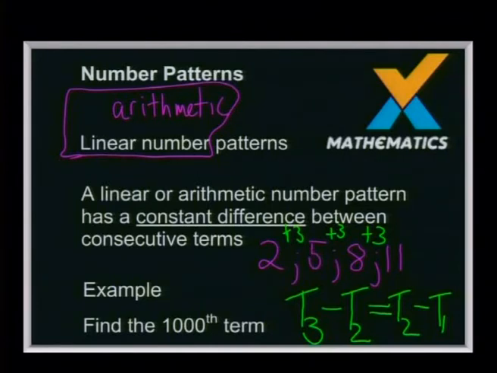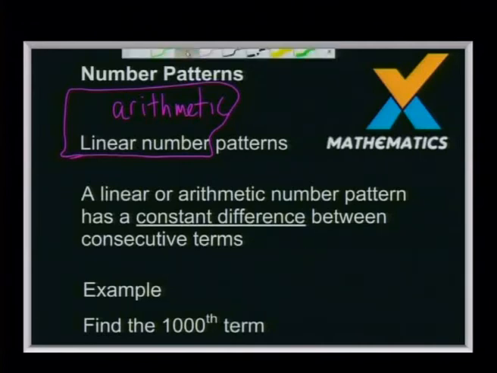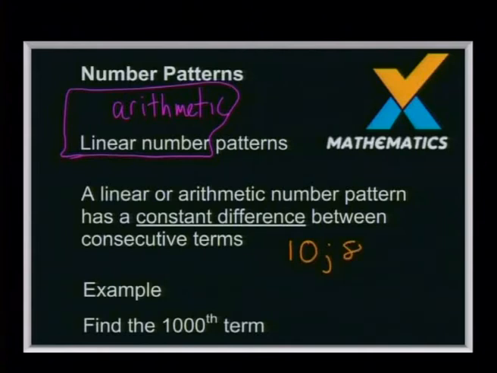Something else that we must remember when we're dealing with linear or arithmetic number patterns is that we don't necessarily have to add a constant difference. We can also subtract a constant difference. So for instance, a number pattern such as this one, which goes 10 and then 8 and then 6, is also a linear number pattern, but in this case our constant difference is -2, because we have to subtract 2 to get from one term to the next.